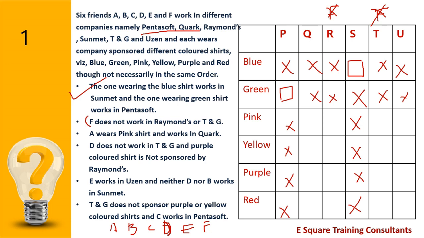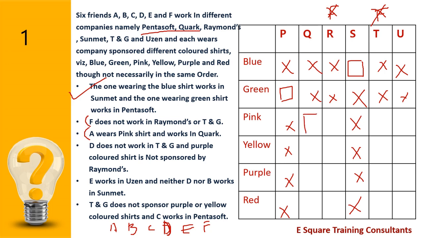So F does not work in Raymond's or TNG. Then the next clue is this: A wears pink and works in Quarks. This is a quite positive clue. So I am just mapping all the three verticals of data in one vertical go. So A wears pink shirt, pink is here and works in Quark. So pink is here and Quark is here.